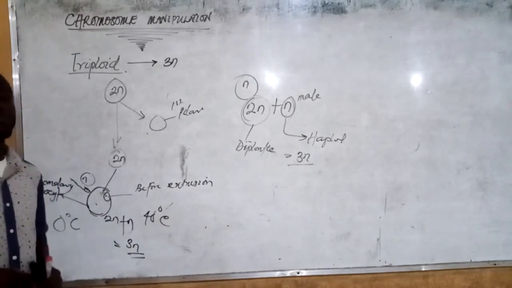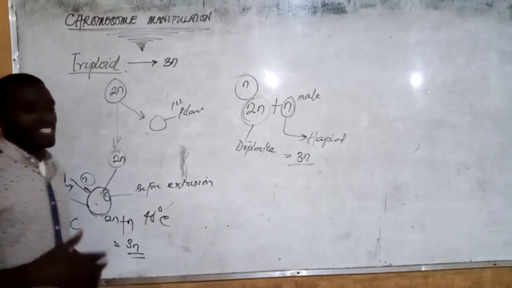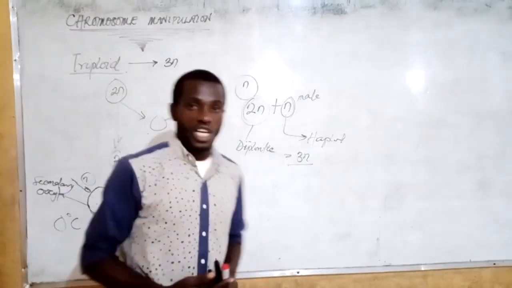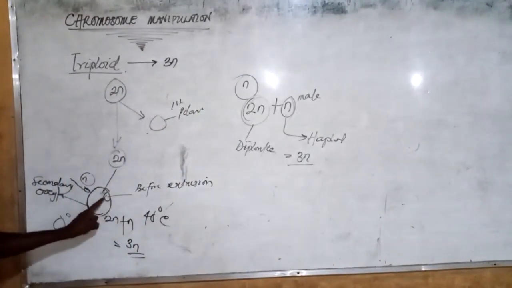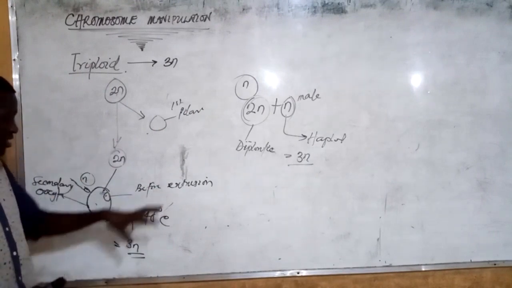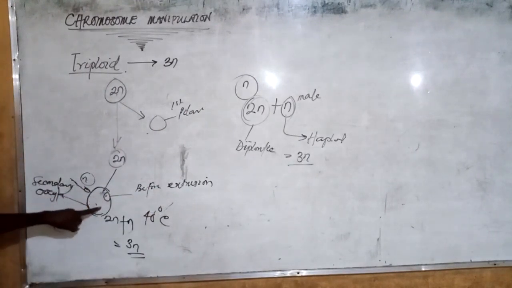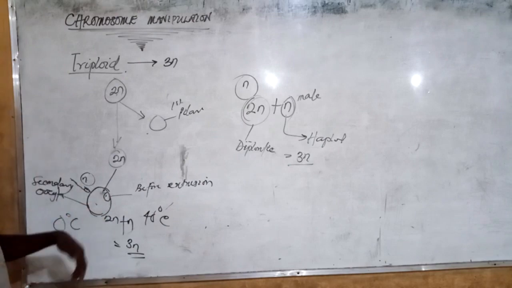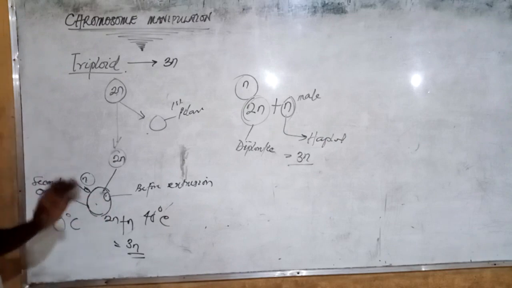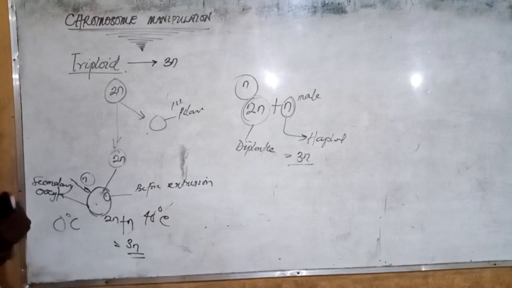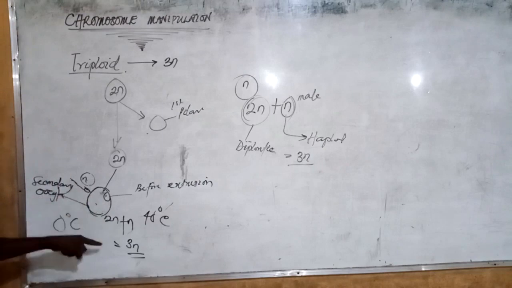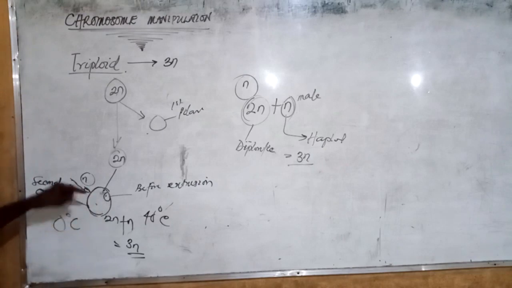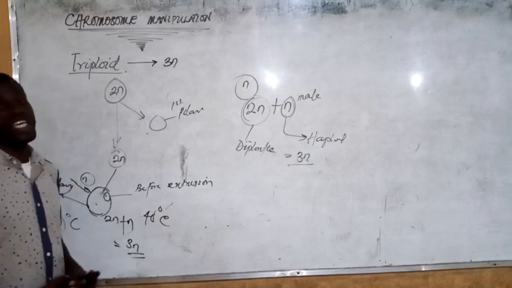So that is one way of creating a triploid. It's not very simple, but you target just before the extrusion of that second polar body and shock either by high temperature or low temperature, and then you have two sets of genetic material inside. You remember that this polar body was meant to remove the set of genetic material so that it will not be double. So you now target it so that it remains inside when the sperm fertilizes, and when it fertilizes, it produces a triploid.